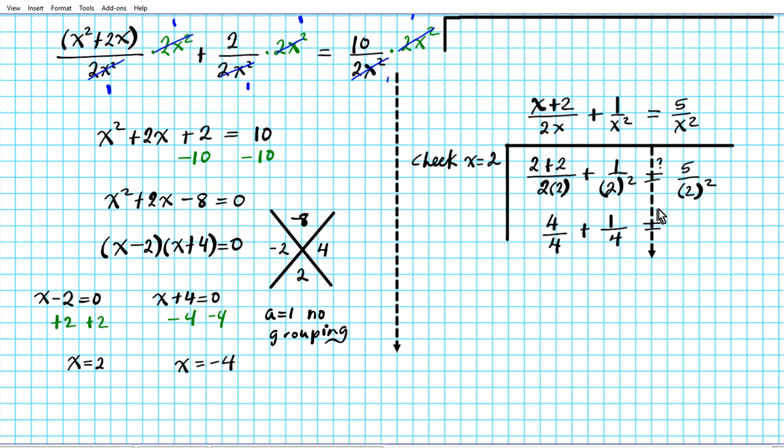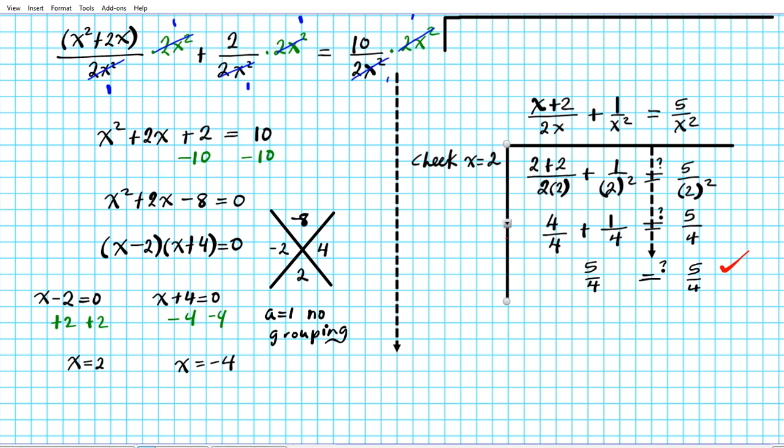Now, is this equal to 5 over 2 squared, which is 4? Is it? And then you can just add these two up, since the denominators are already the same. Is 5 over 4 equal to 5 over 4? The answer is yes. So since we have a true statement, we know for sure that x equals 2 is not just a potential solution, it's an actual solution to the problem.